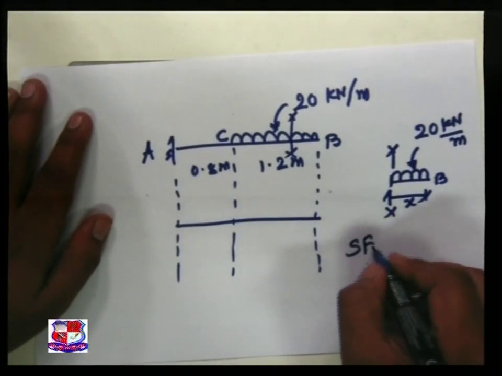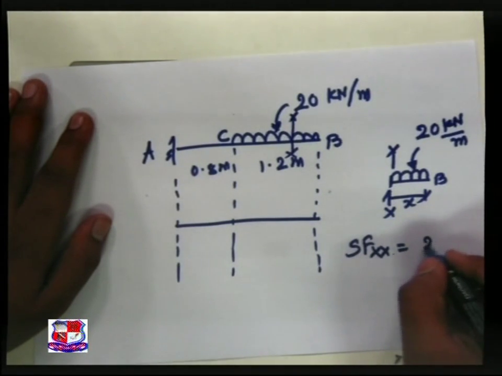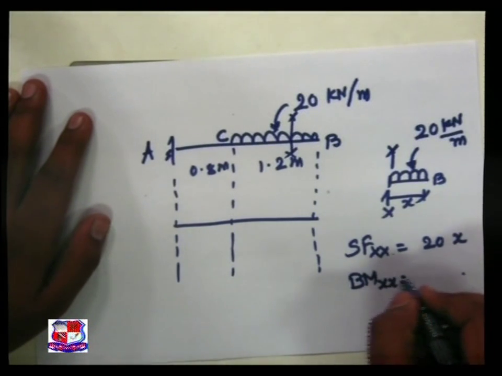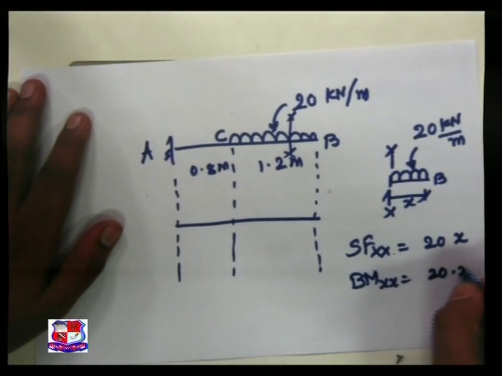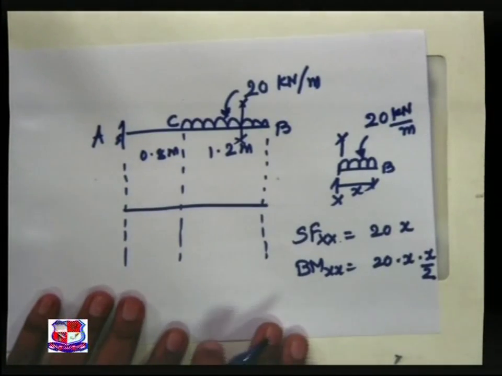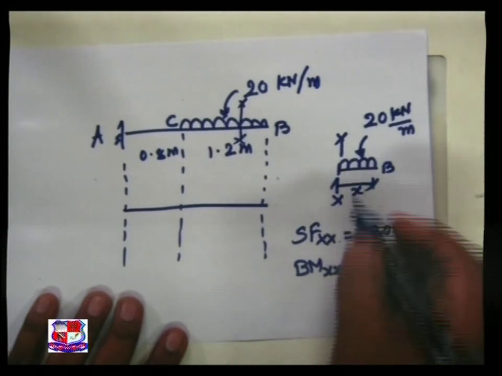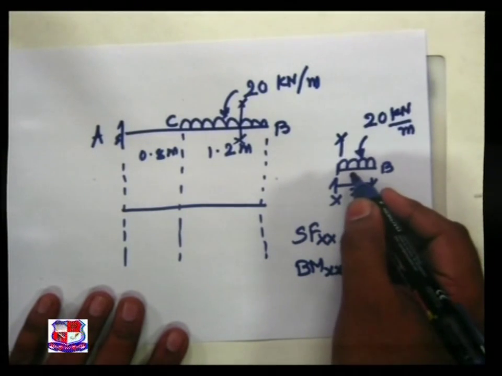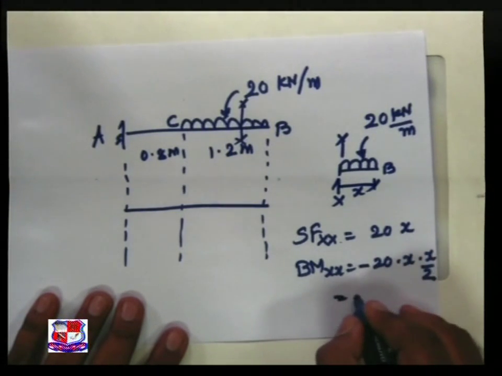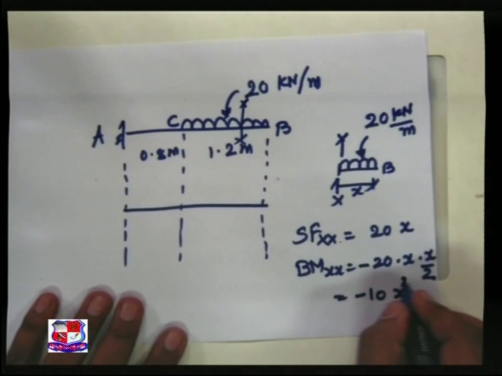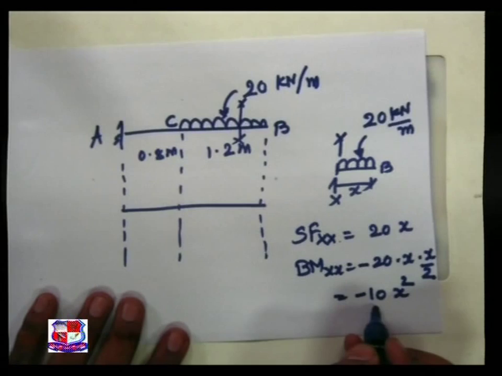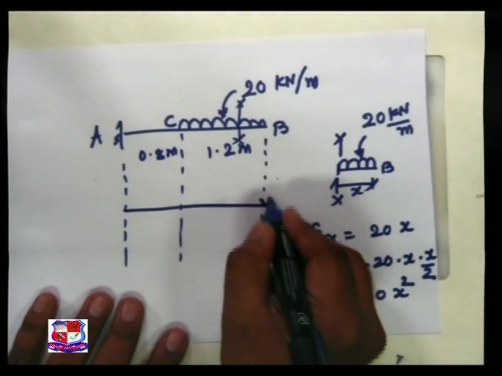So shear force at XX, as we know, is 20 into X, but bending moment at XX is equal to 20 into X by 2. Sign convention: section right clockwise creates the hogging moment, which is of negative sign, equal to minus 10 x square. So if we put in this equation x is equal to 0, bending moment at B comes to be 0.